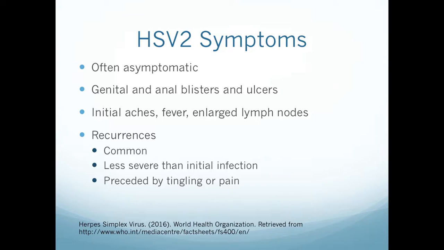While HSV1 genital herpes does not frequently recur, recurrent outbreaks of HSV2 genital herpes are common. These recurrent outbreaks are generally less severe than the initial outbreak, and the outbreaks are sometimes preceded by tingling or pain in the hips, buttocks, and legs.